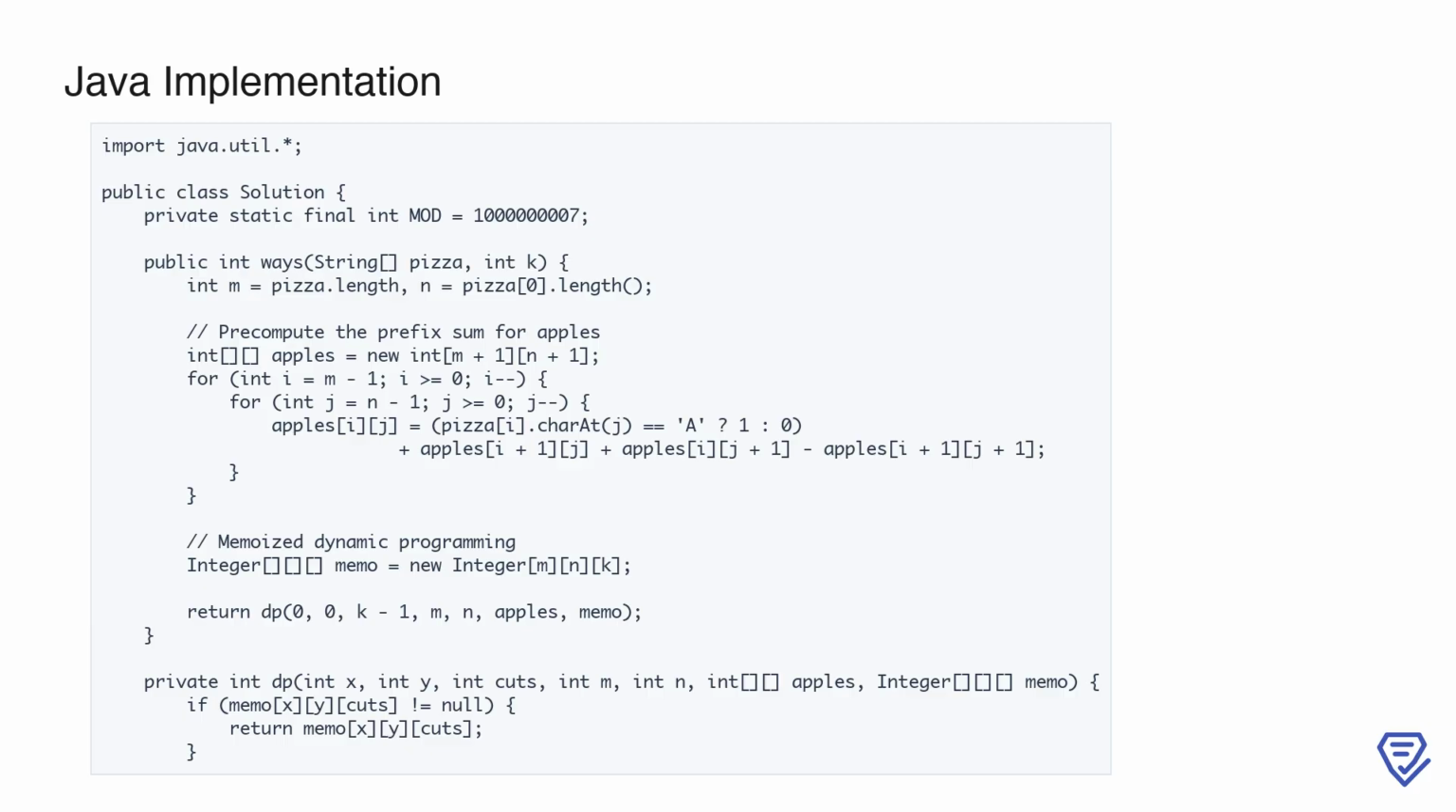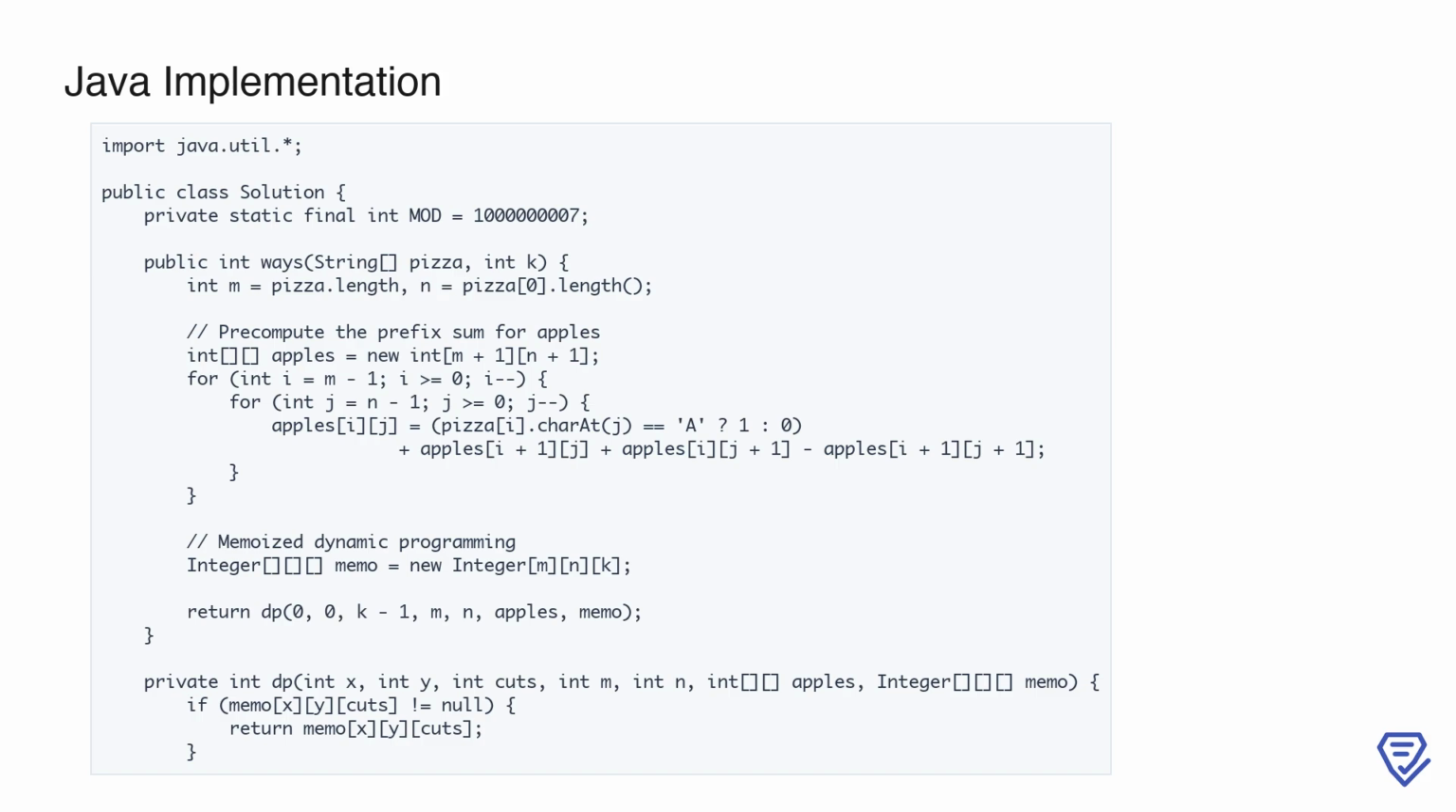Here, we start with the Java implementation of the solution. First, we import necessary libraries and define a constant mod to handle large numbers during modular arithmetic. The main function, ways, accepts the pizza grid as a list of strings and the number of slices, k. We extract the dimensions of the pizza grid, m and n, and then pre-compute a 2D prefix sum array called apples. This array helps us quickly calculate the number of apples in any rectangular subregion of the pizza. To build this array, we iterate backward through the grid, summing the apples in the current cell and the already computed values from neighboring cells to the right and below, while subtracting the overlapping region.